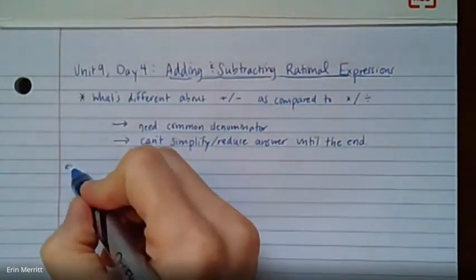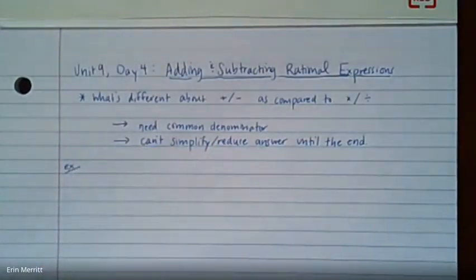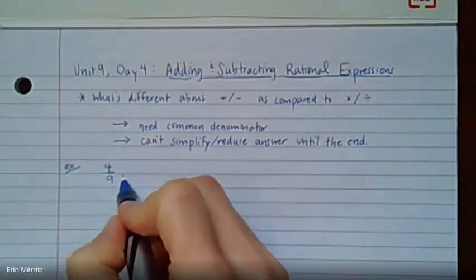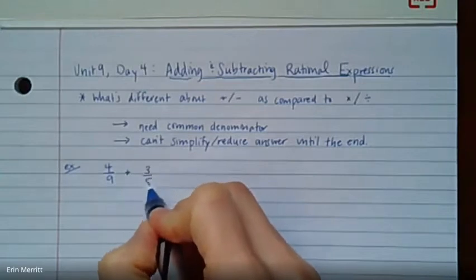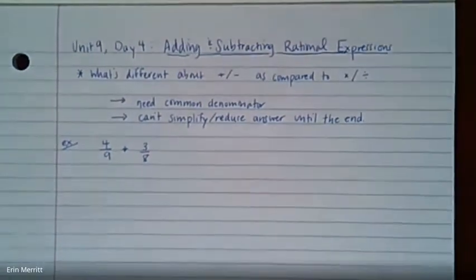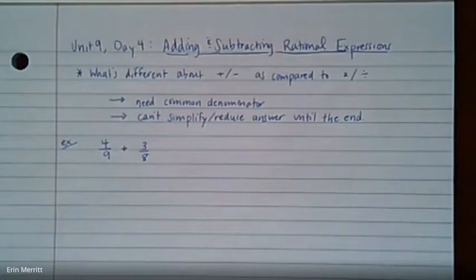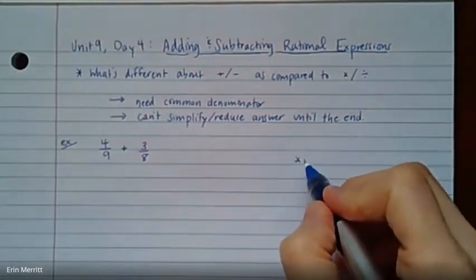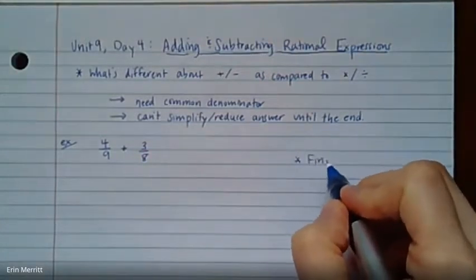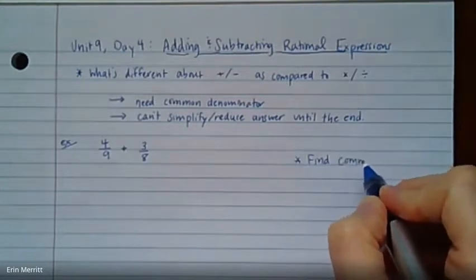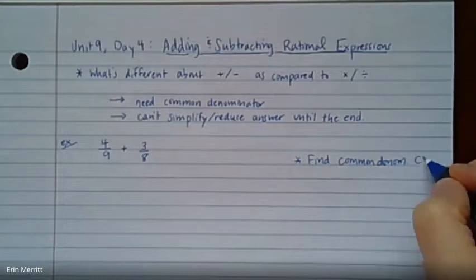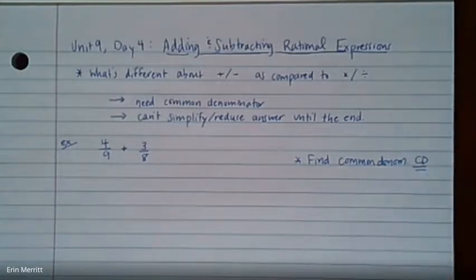Just like we did the other day, let's start with a simple example so you can see what's going on here. So I want to start with 4/9 plus 3/8. To be able to add fractions, what I'm hoping you remember is that you need a common denominator. So that needs to be our first step, to find a common denominator, which I'll often just call the CD.